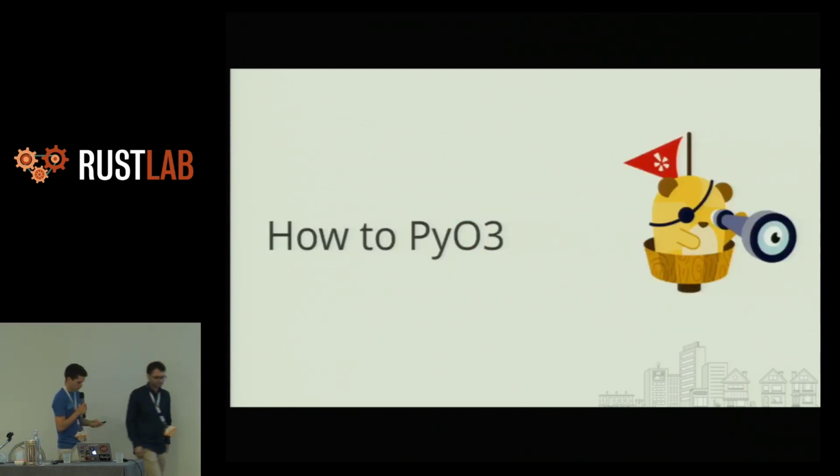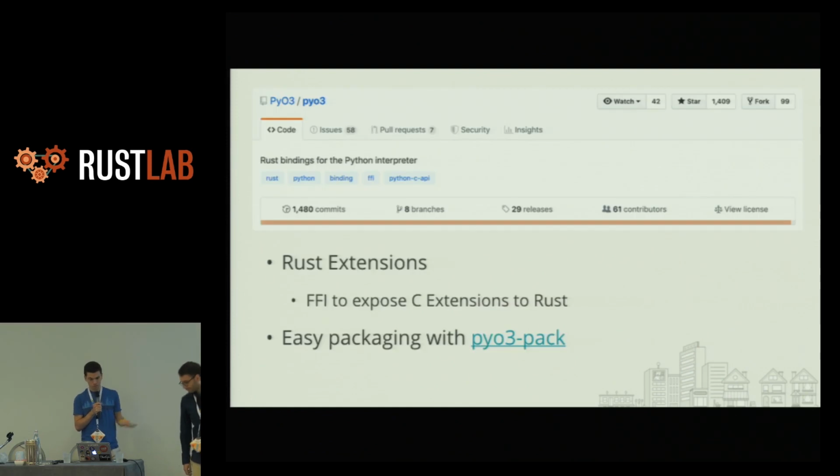All right, so a very quick introduction to PyO3. PyO3 is an open source framework to, as Antonio just mentioned, do Rust extensions. It uses the FFI that Antonio mentioned as well a few minutes ago, to expose C extensions to Rust code. And PyO3 in itself is very good, but it also comes with a sister crate, which is called PyO3 pack, that will allow you to package your Rust crate seamlessly. Literally, I love it.